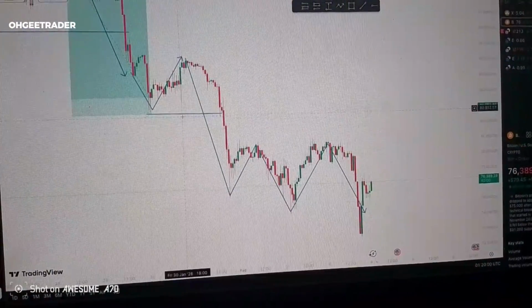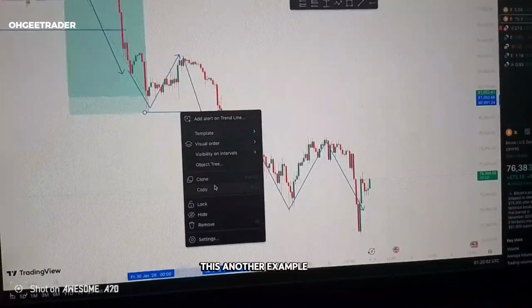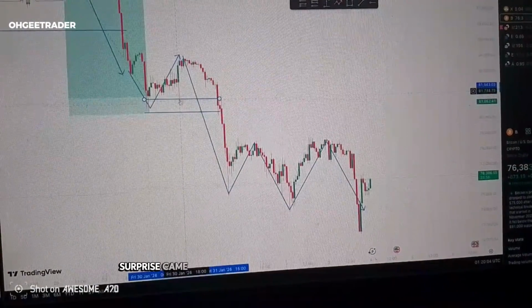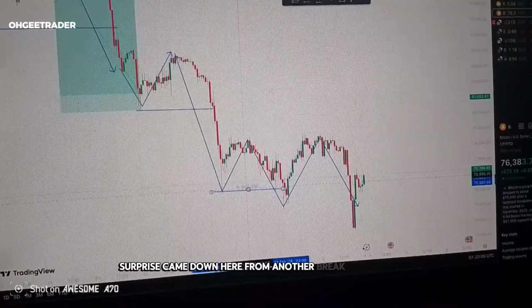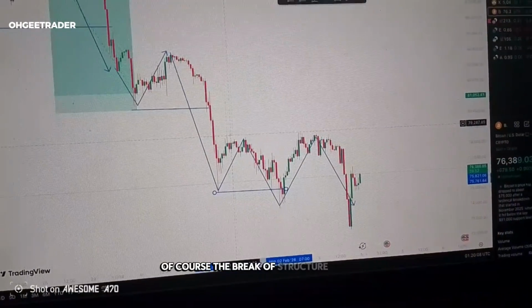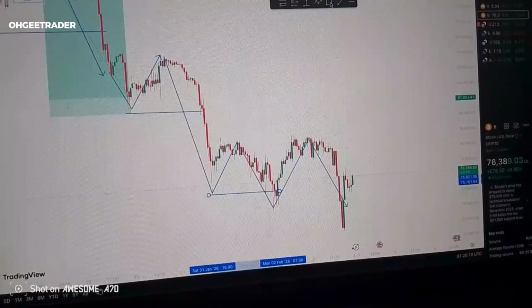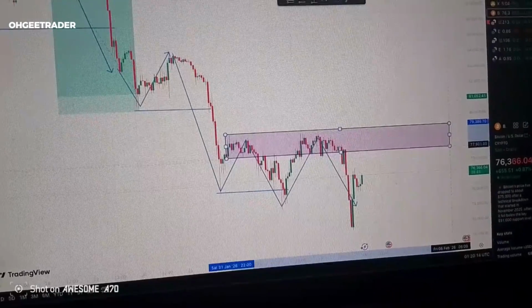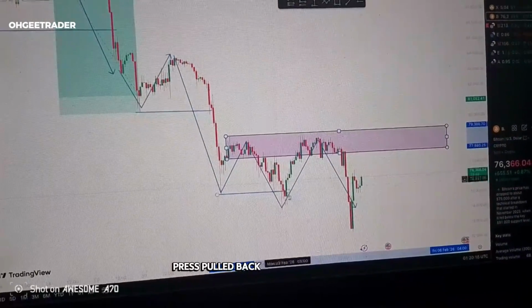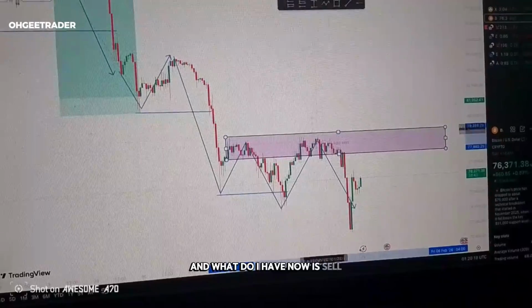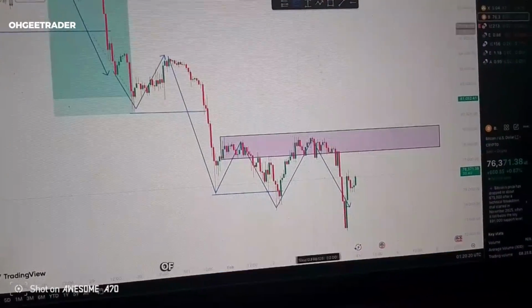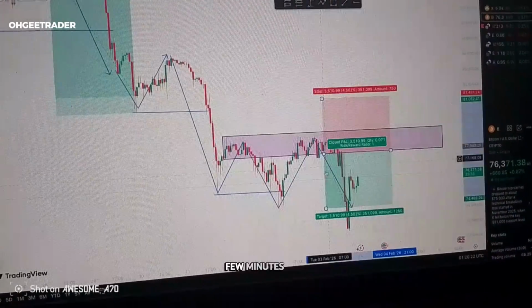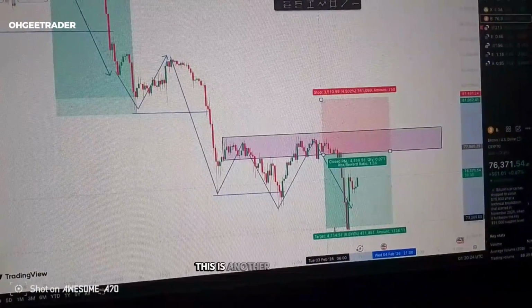So you see price, this is another example here. See price came down here from another break of structure. Because of the break of structure, what did price do? Price pulled back, came, tapped into it, and what do we have now? Sell. This is another example of what I was just explaining to you guys a few minutes ago.